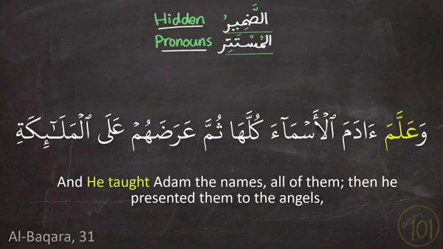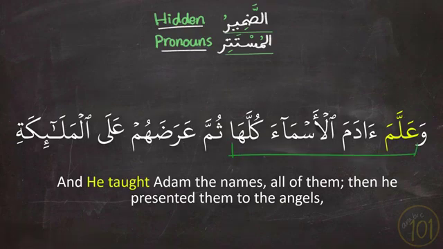وَعَلَّمَ آدَمَ الْأَسْمَاءَ كُلَّهَا ثُمَّ عَرَضَهُمْ عَلَى الْمَلَائِكَةِ. As we can see, this example starts with a simple structure. And if you look at the translation of this verse, you'll find out that it says, "And he taught Adam the names, all of them."